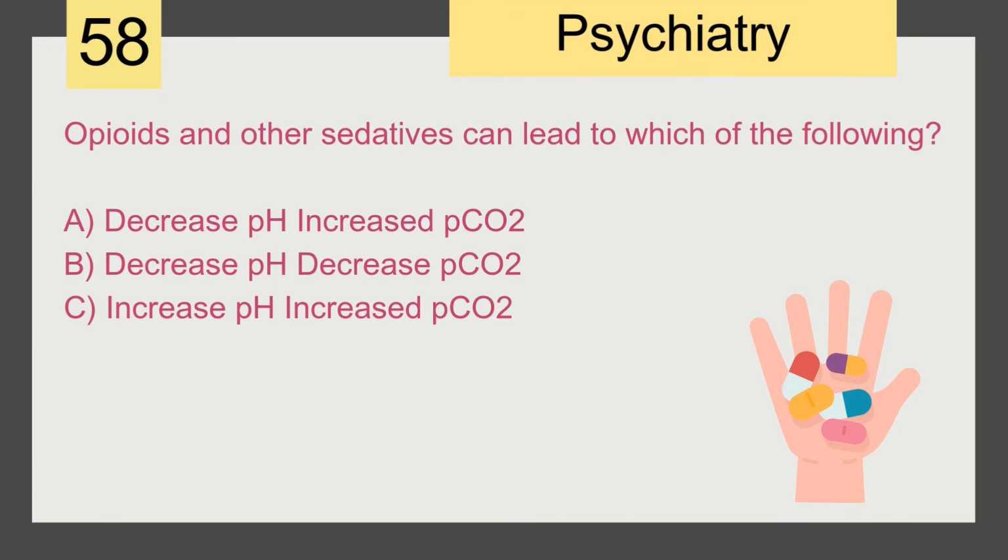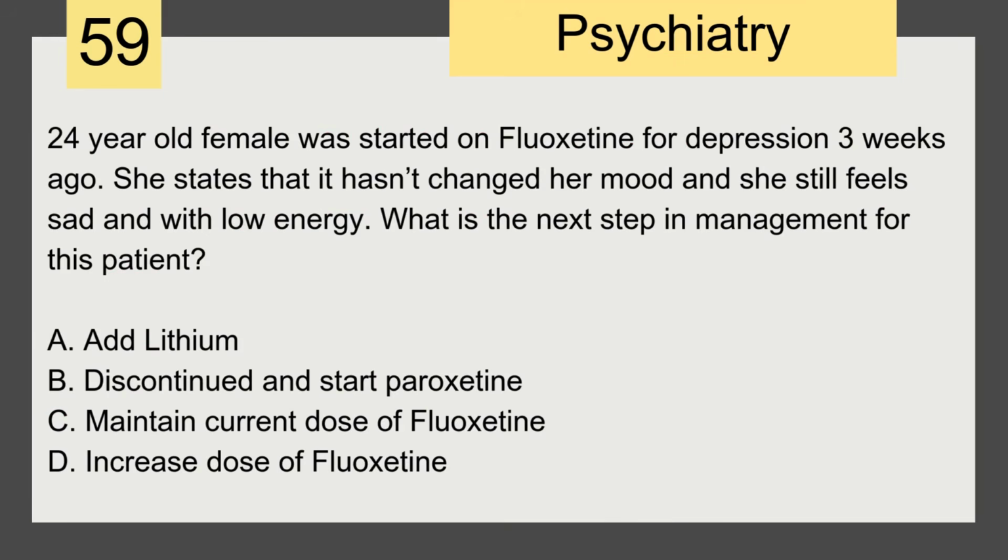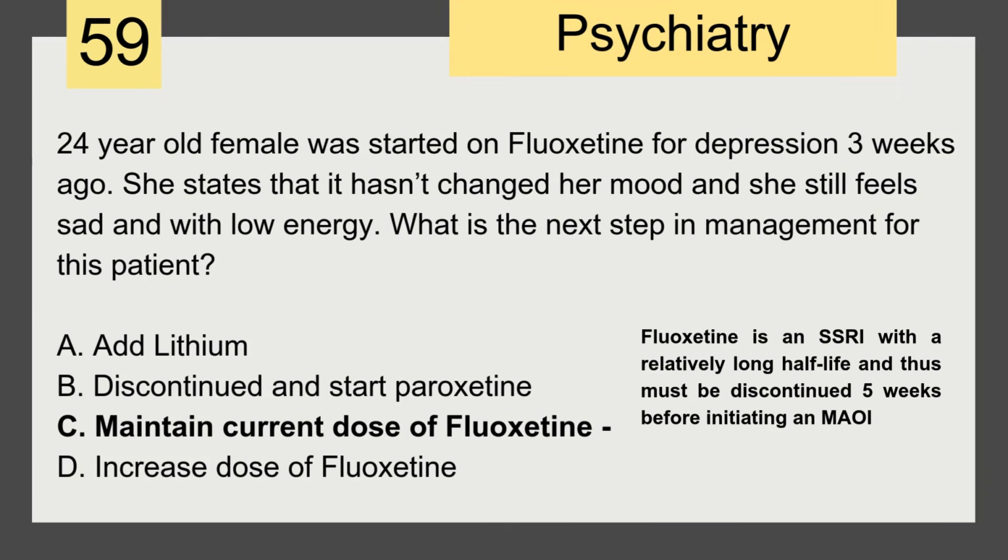Question 58. Opioids and other sedatives can lead to decreased pH, i.e. acid, and there's going to be retained CO2, respiratory acidosis, as opioids decrease the respiratory drive. Question 59. Fluoxetine hasn't worked for 3 weeks. What do? She still feels sad and low energy. Maintain the current dose of fluoxetine. And as we said before, there's a 5-week washout.